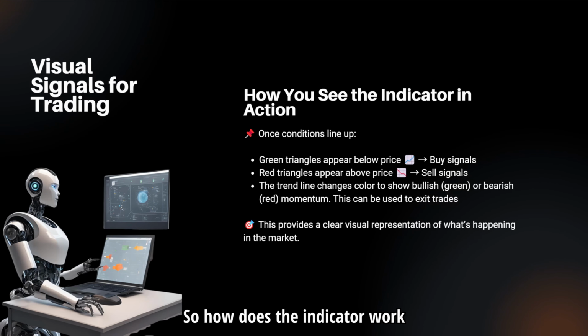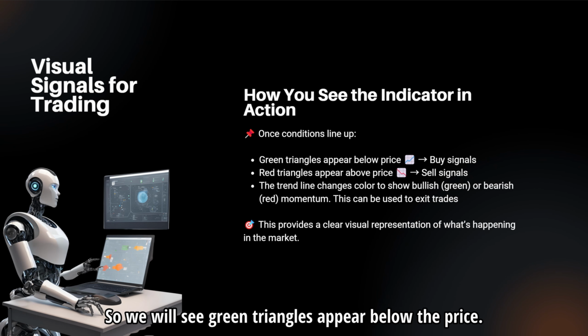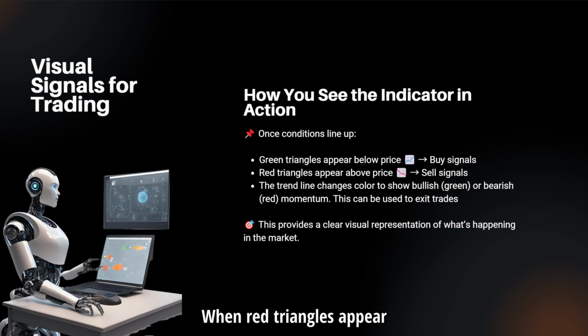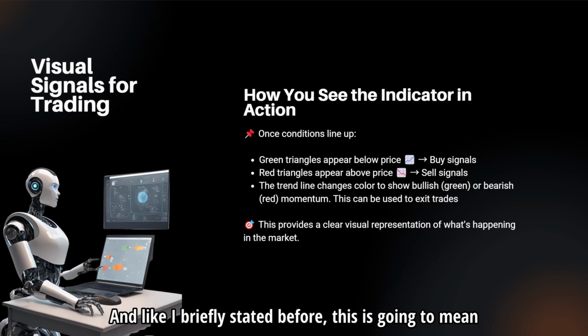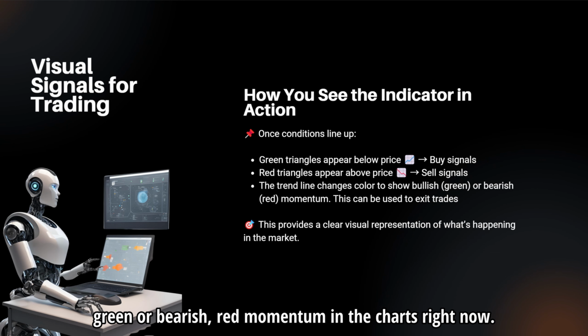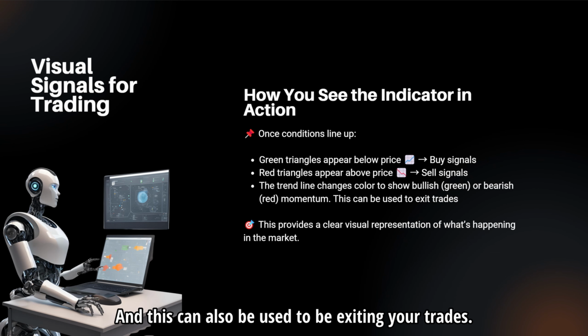So how does the indicator work and how does it visualize itself? We will see green triangles appear below the price, and that means that there is a buy signal given by the indicator. When red triangles appear above the price, that means that we have sell signals and we could take shorts from there. Now, the trend line also changes color, and like I briefly stated before, this is going to mean whether it's going to be bullish, green, or bearish, red, momentum in the charts right now. And this can also be used to be exiting your trades.